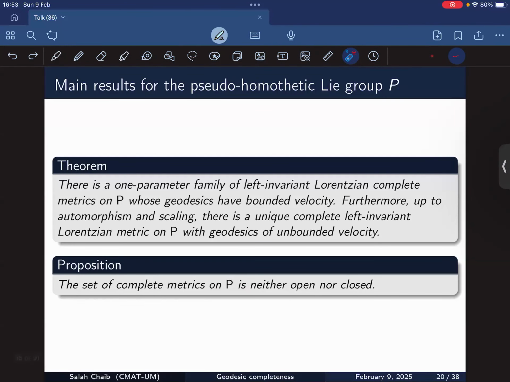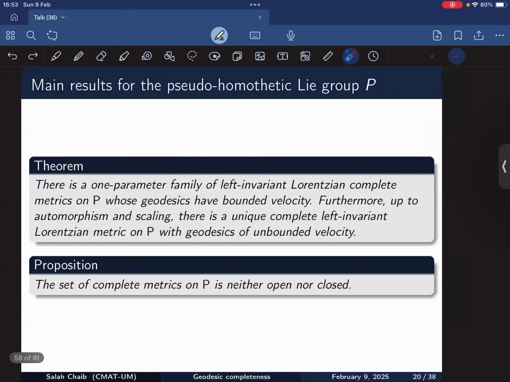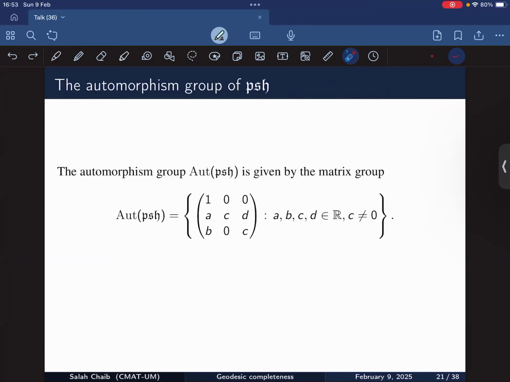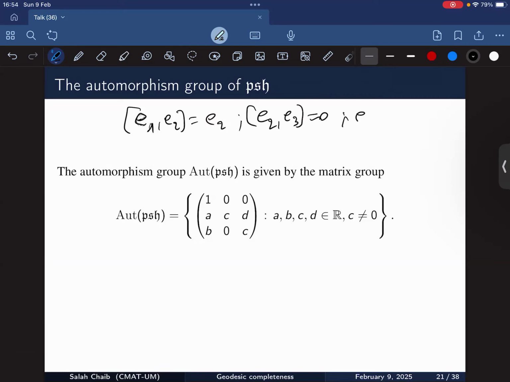I will come back to this later. In our preferred basis, I will recall the brackets: [E1, E2] is E2, [E2, E3] is 0, [E1, E3] is E2 plus E3.